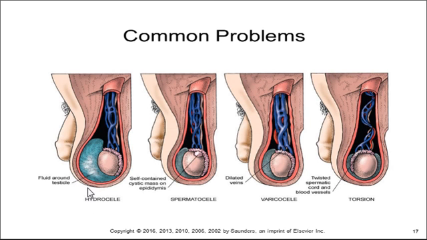And this specific picture shows all of those specific: the hydrocele, the spermatocele, the varicocele. And then this also shows a torsion, which can be, for some men, an emergent procedure. So that's something that must be looked at and evaluated pretty quickly.